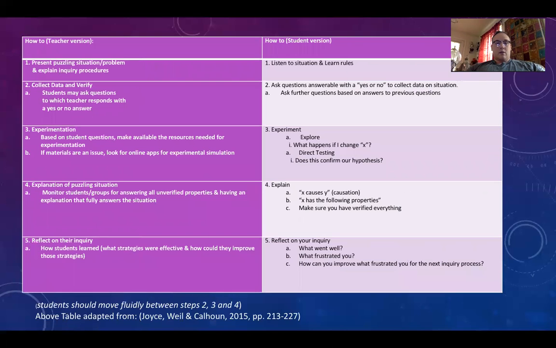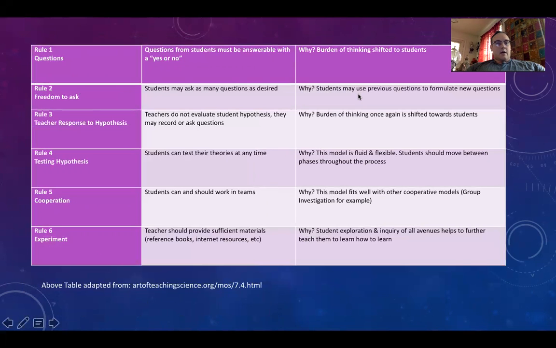So in the first slide, it said, listen to the situation and learn the rules. Here are the rules that we would present to students. You can read these clearly, but it's more the rationale behind those rules that I want to talk about. Questions must be answerable with a yes or no, because we want to shift as much thinking to the students as possible. And that actually happens throughout here.